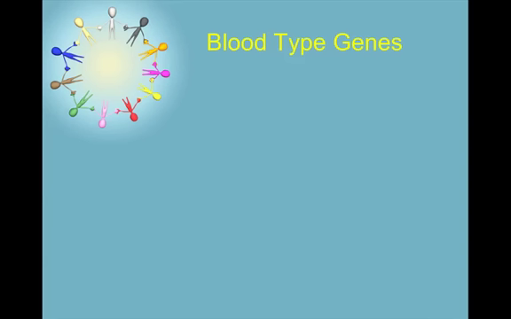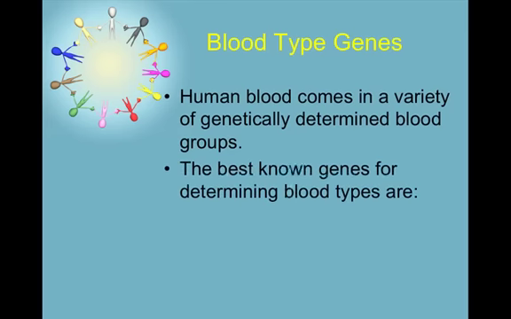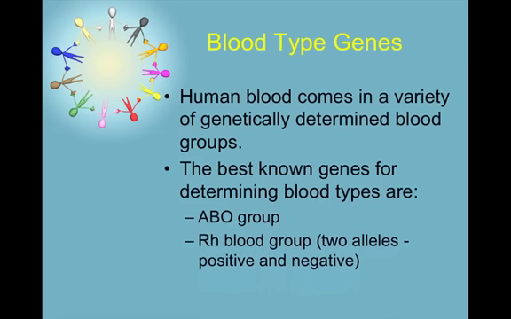Moving along with our human genetics, we're going to talk about blood typing. Human blood comes in a variety of genetically determined blood groups. The best known genes for determining blood types are, first of all, the ABO group, which you have heard before. People have blood type A, B, O, AB. And then the Rh factor, or the Rh blood group.